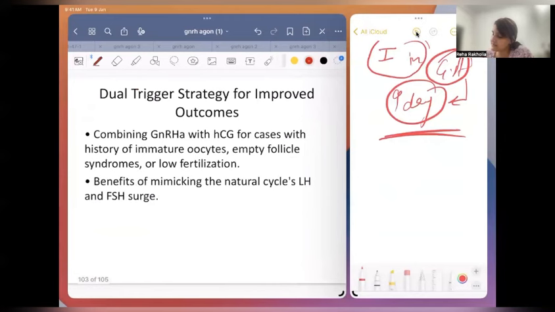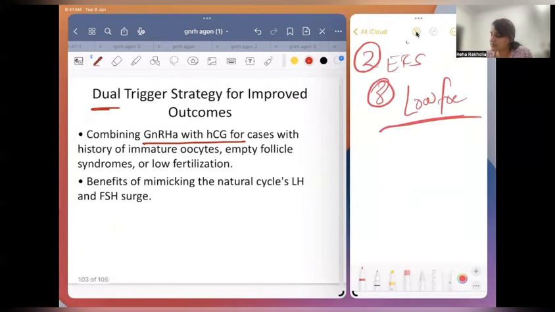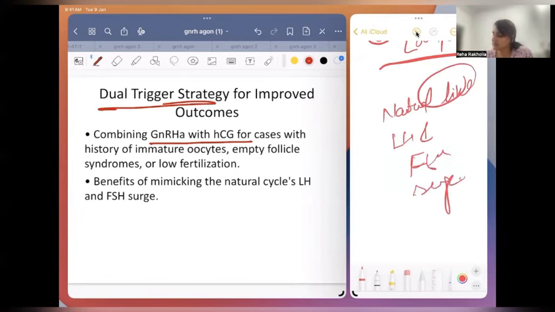Then dual trigger study for improved outcome. We know dual trigger will be given if there is a history of immature oocytes, a history of empty follicle syndrome, or a history of low fertilization. Then we'll give dual trigger. And it has the advantage of having a natural-like LH and FSH surge.